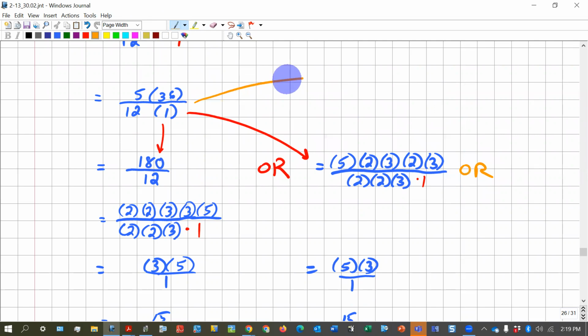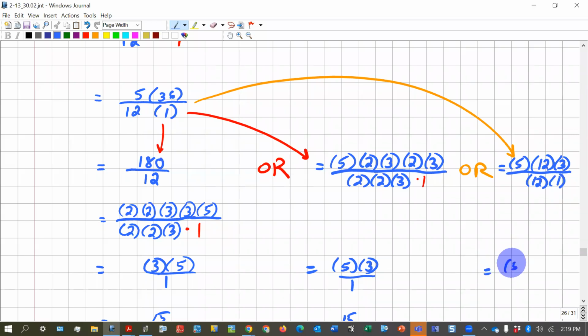Or I may have realized that 36 is 12 times 3. And my denominator is 12 times 1. So I've got 5 times 3 over 1.